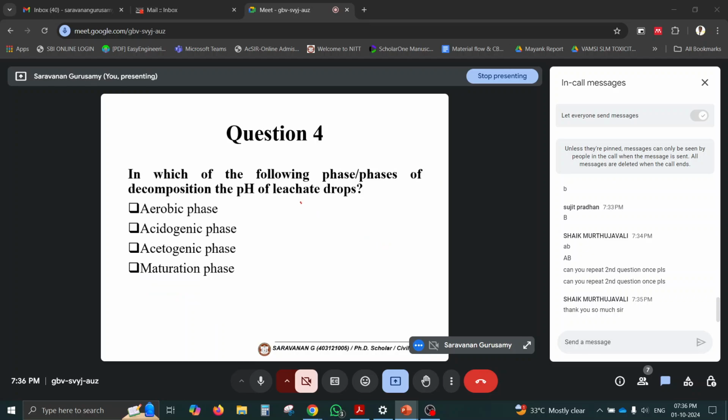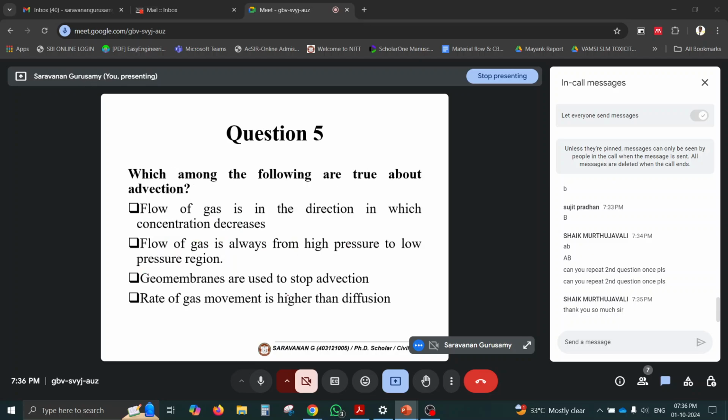Okay. Which of the following pH drops? Acidogenesis and acetogenesis. Okay. Which is true about advection? So there are two mechanisms for gas transport. One is diffusion, another one is advection. Diffusion is the movement of gas from high concentration to low concentration. But advection is the flow of gas from high pressure to low pressure region. So answer B is correct.